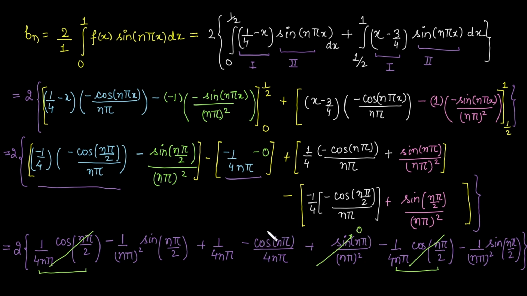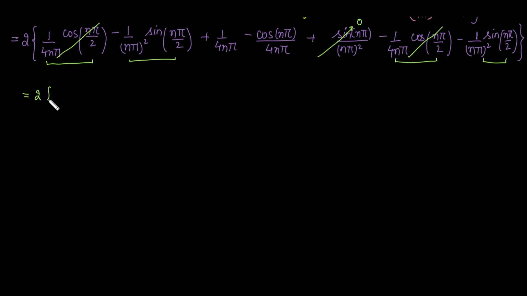And in this case, we have minus 1 raised to power n. And these two terms are also the same, but they have a negative sign. So the simplified form of this is equal to twice of, this is minus 2 times of n pi whole square, sine of n pi by 2. Here we have positive 1 by 4 n pi. From here we are getting minus 1 raised to power n upon 4 n pi.